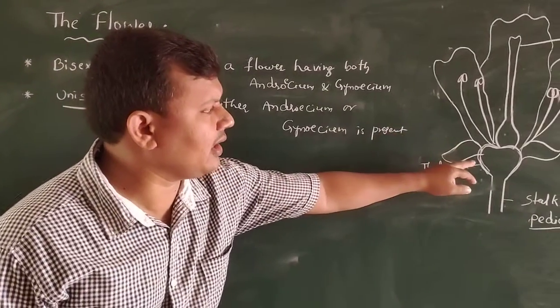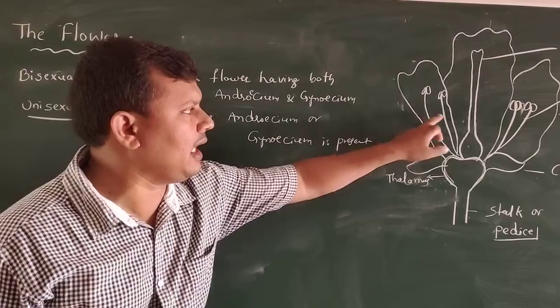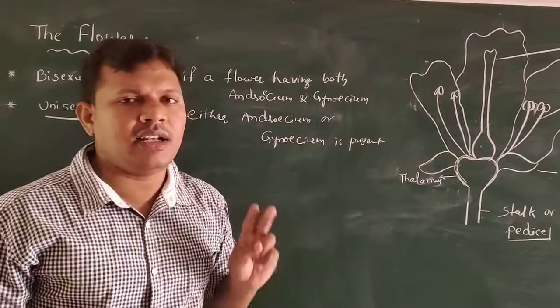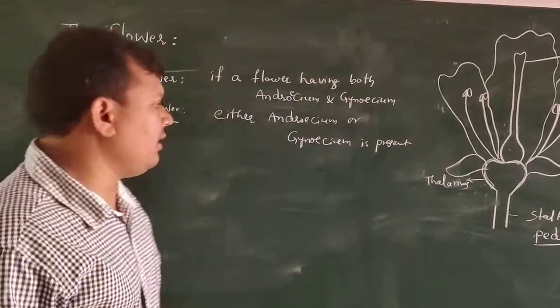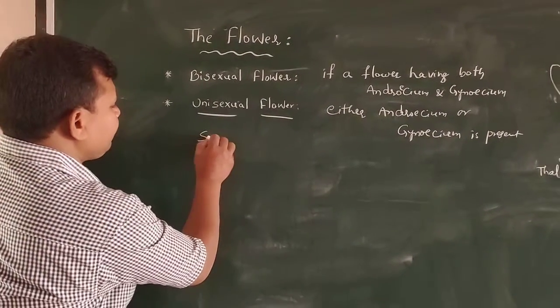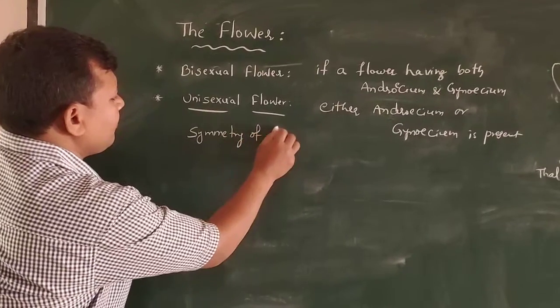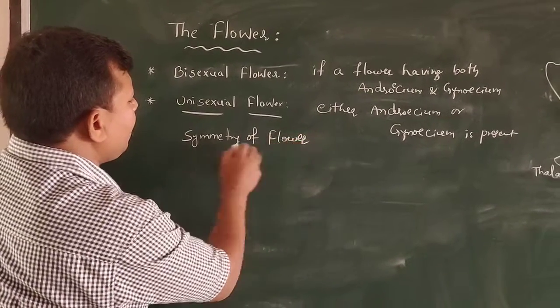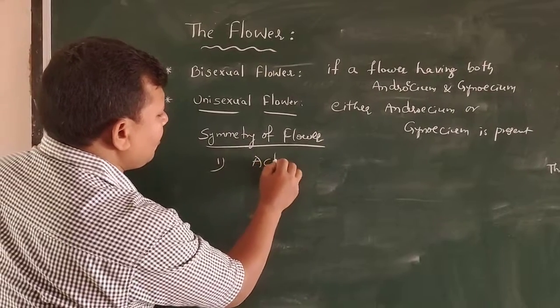So here I am drawing the diagram of the bisexual flower. In this, both the male and female parts are present. That's why it is a bisexual flower. And now if we see the symmetry of the flower, there are mainly three types. The first one is the actinomorphic.